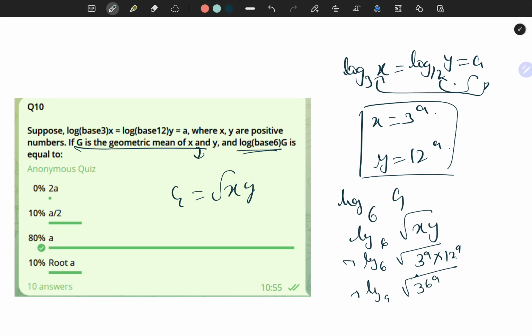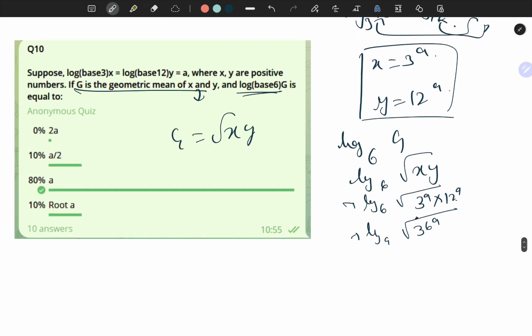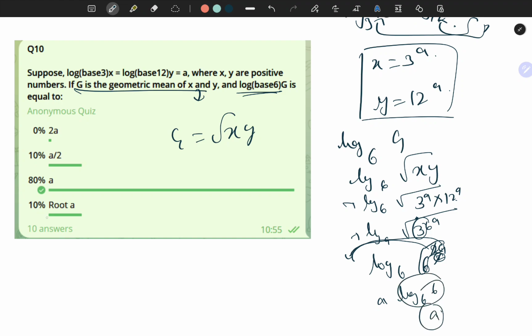Now this root we can remove. So log base 6, this is nothing but 6 to the power 2a. Okay, so 36 is written as 6 to the power 2, 36 to the power a, and now root is written as 1 by 2, so this gets cancelled and a goes out. So this is basically a log 6 base 6, this becomes 1, so a is the answer to this question. That's it, done. Hope all the questions are clear now.